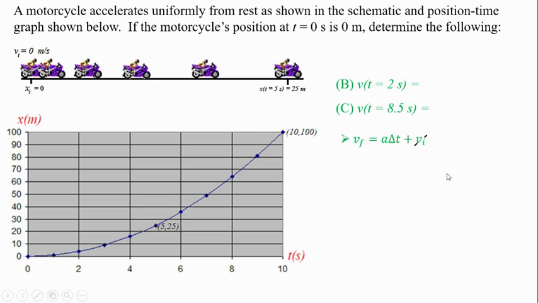Well, it asks for vf. We know what a is. We know what vi is. It says at 2 seconds, so I'm just going to start my problem back at 0. At 0, my vi is 0, so I'm just going to cross that out. A we just found, which is 2 meters per second squared.